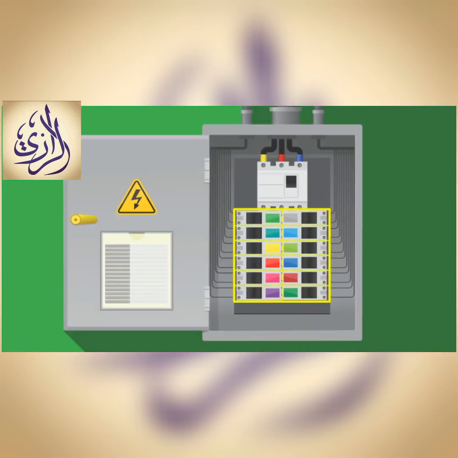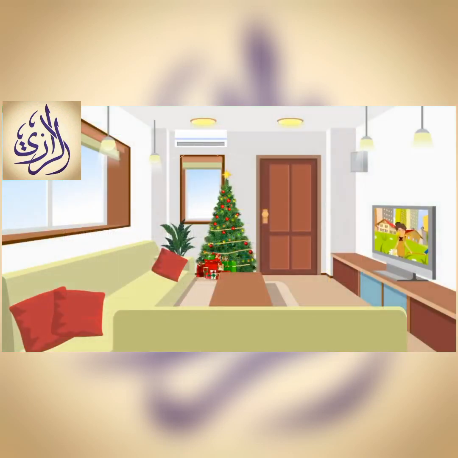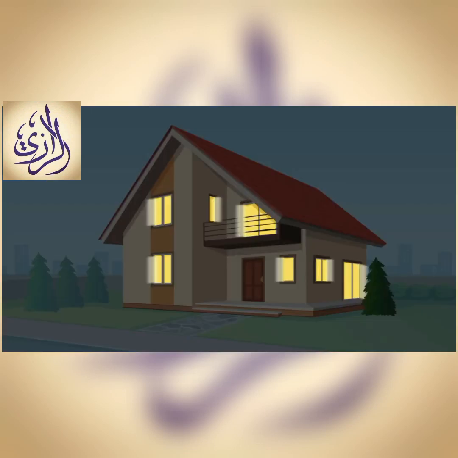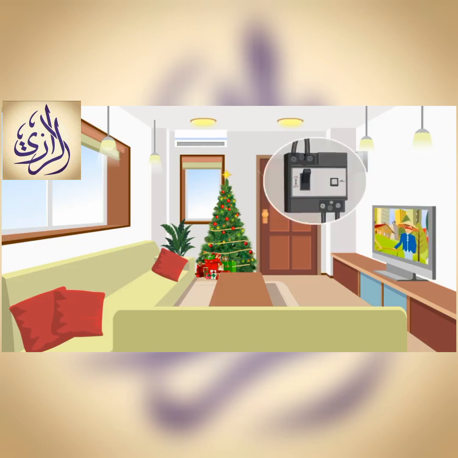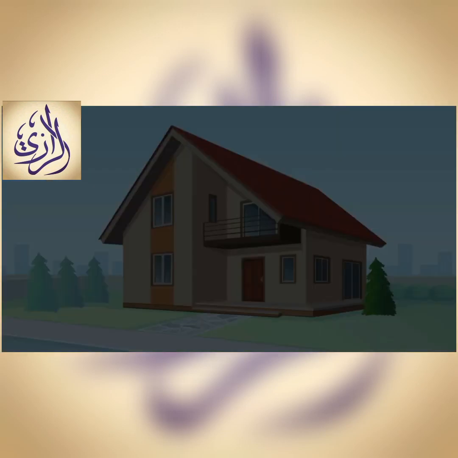In the distribution panel, each parallel circuit is protected by a miniature circuit breaker. When an electrical component shorts, only that circuit's breaker trips, cutting off the electricity supply to just a few components. All the other circuits will still function. Back in the 1940s to 1970s, one large circuit breaker protects the whole house, and if one component shorts, the whole house will be without electricity.